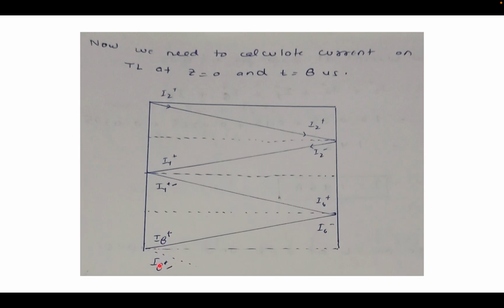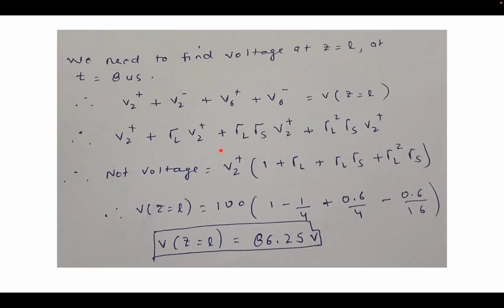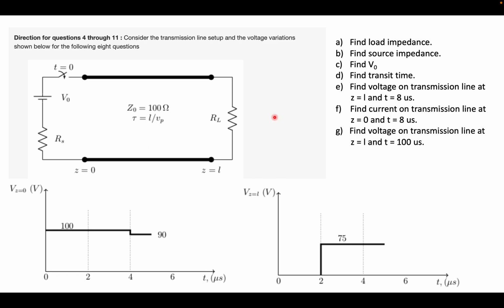Okay, so now we can write the total current at Z is equal to 0 at t is equal to 8 microsecond. It will be the sum of I2 plus plus I4 plus plus I4 minus plus I8 plus plus I8 minus, right? And you have already calculated the values of all the currents, right? So I2 plus is 1, I4 plus is 0.25, I4 minus is 0.15, I8 plus is 0.0225, and I8 minus is 0.0375. So if you add all the currents, you will get the net current at Z is equal to 0 at t is equal to 8 microsecond. So the answer of this part, which is again F part, is nothing but 1.46 ampere.